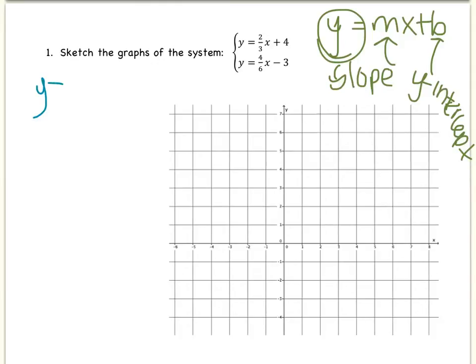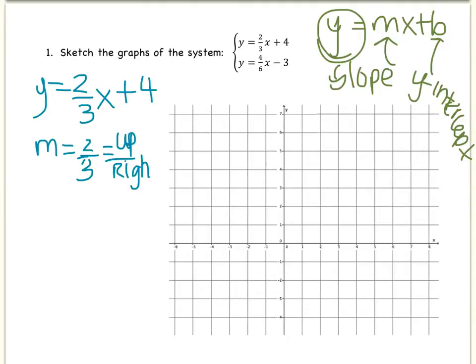So when I have y equals 2/3 x plus 4, my m, or my slope, is 2/3. And since my 2 is positive 2, that means I'm going to go up 2, and I always go to the right. My b is 4. Remember, if it's your y-intercept, it's on your y-axis. So I'm going to start at 4. Again, you always start at your b. And from there, I'm going to use my slope, 2/3, to plot my next point. So from here, I'm going to go up 2 and to the right 3. I'm going to go up 2, 1, 2, to the right 3, 1, 2, 3. And I'm going to put a point here.